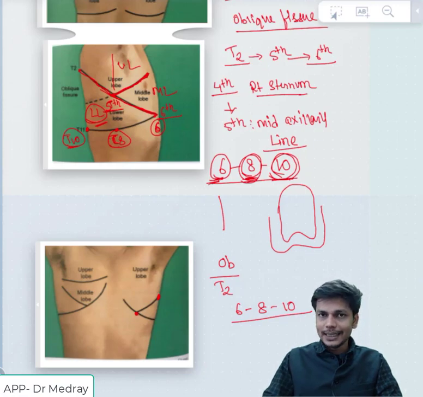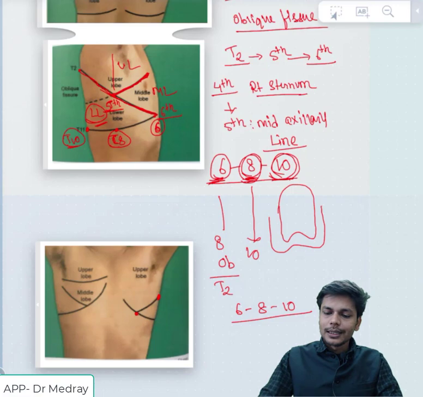Anteriorly in the mid-clavicular line, the lung ends at the 6th rib, so the pleura will end at the 8th rib. In the mid-axillary line, the lung ends at the 8th rib, so the pleura will end at the 10th rib. Posteriorly the lung ends at the 10th rib, so the pleura will end at the 12th rib.